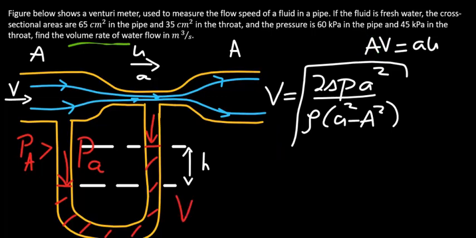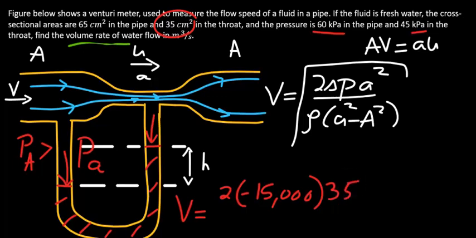So let's calculate the speed at the pipe. So 2 times the pressure difference is given to be 45 kilopascal minus 60 kilopascal. So it's minus 15 kilopascal. Convert that into pascal, so it becomes 15,000 pascal. Multiply A squared. So A is the cross-sectional area of the throat. So in this case it's 35 cm squared. So let's leave that as 35 cm squared. So 35 square. Divide by rho. Rho is the density of the fresh water.